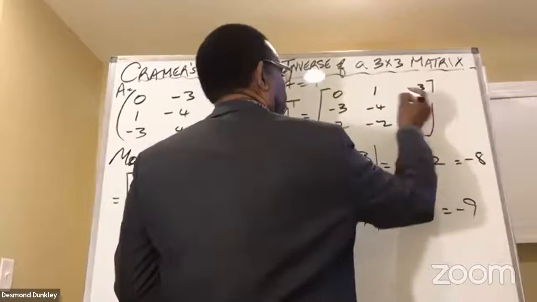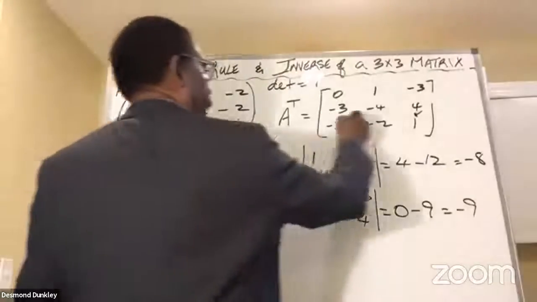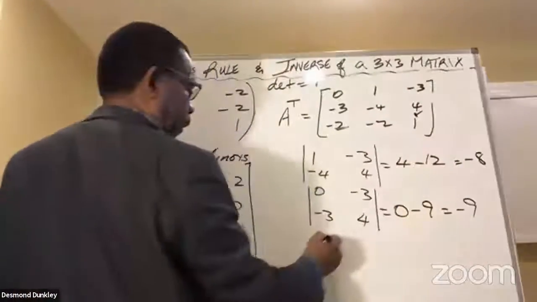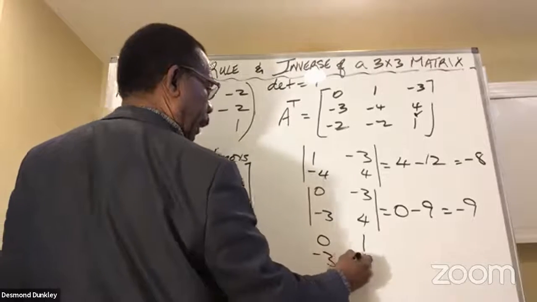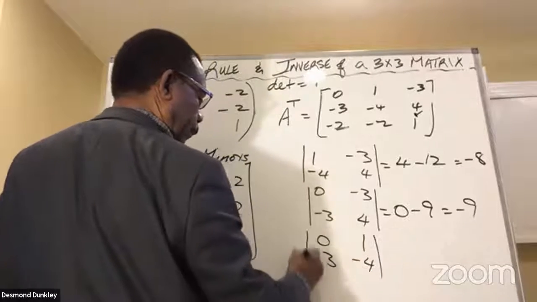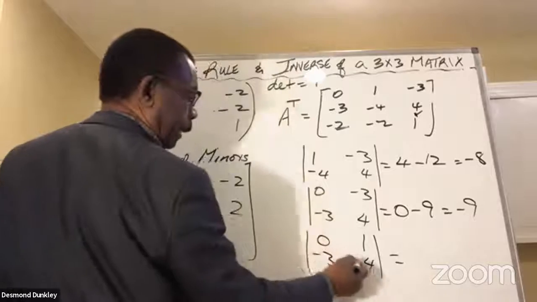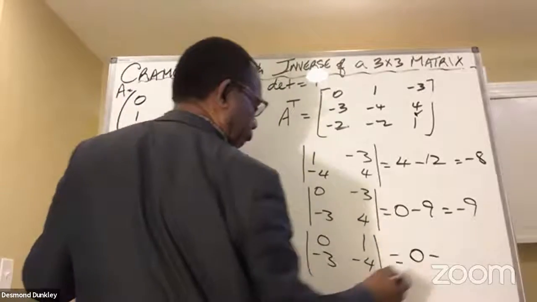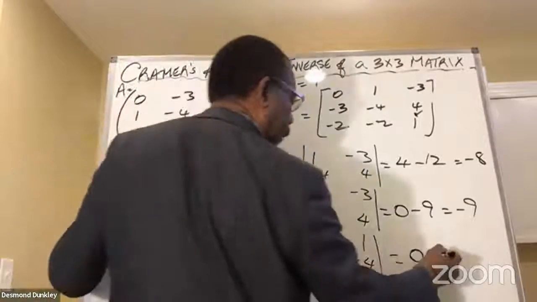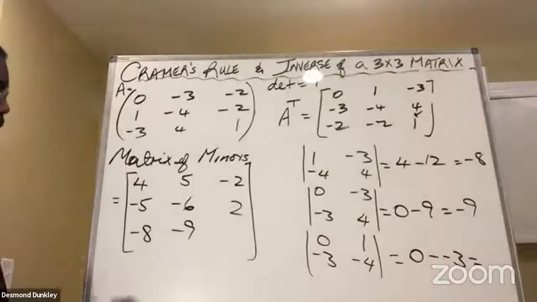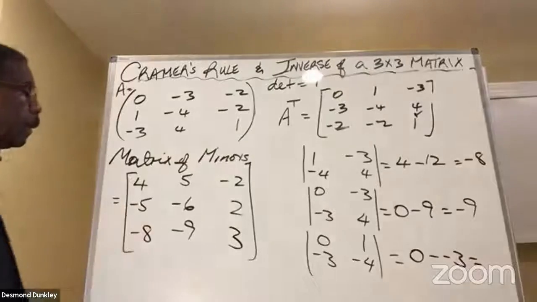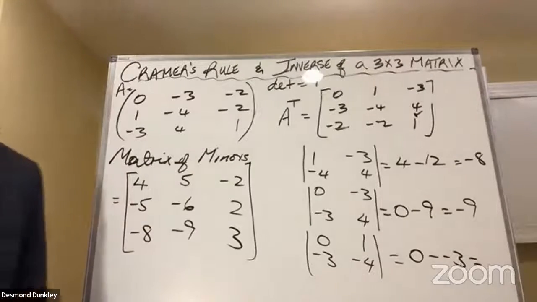So this is the one we're working on now. So now we cross this row out, cross this column out. We have 0, 1, -3, -4. 0 times -4, 0. 1 times -3. 0 take away -3 is 3. This is our matrix of minors.